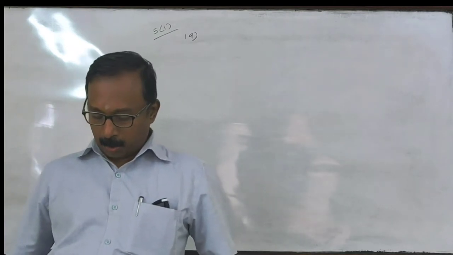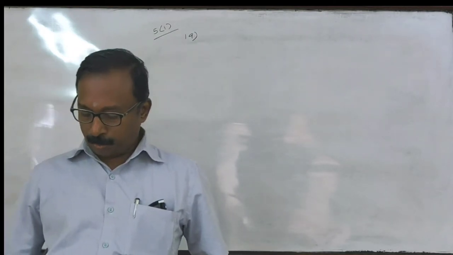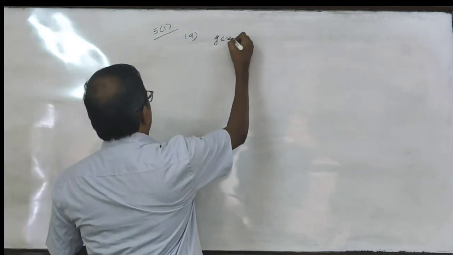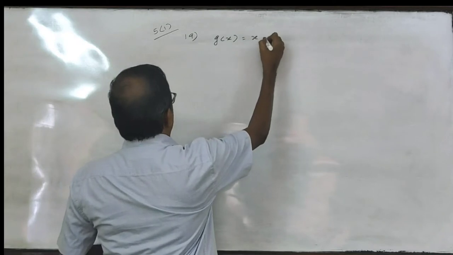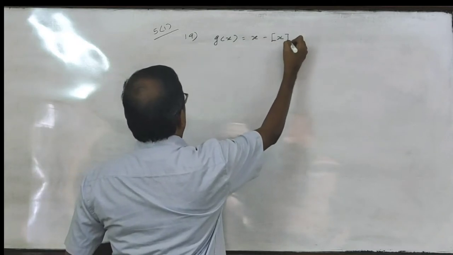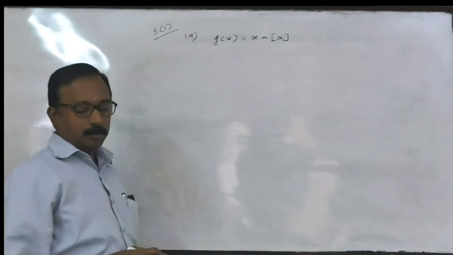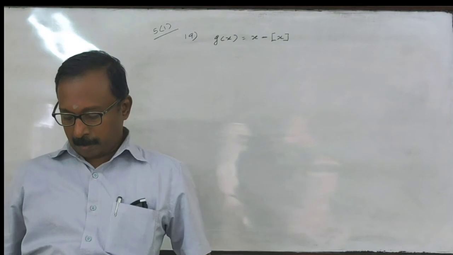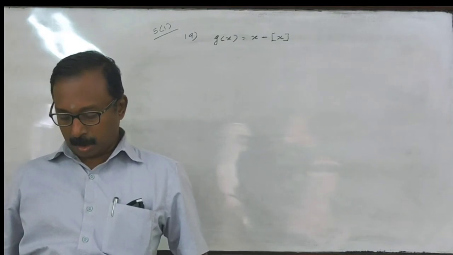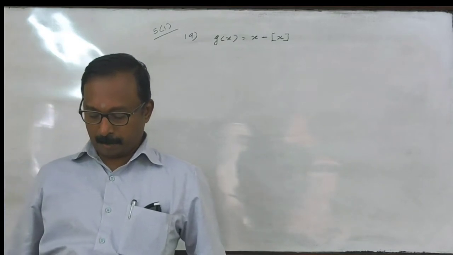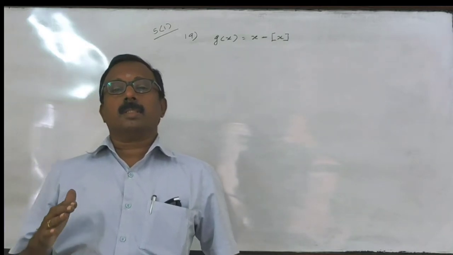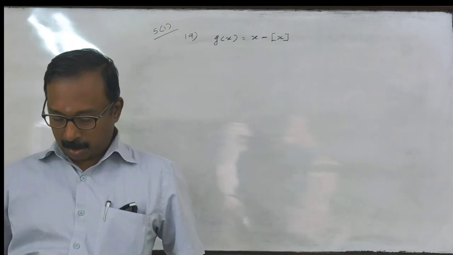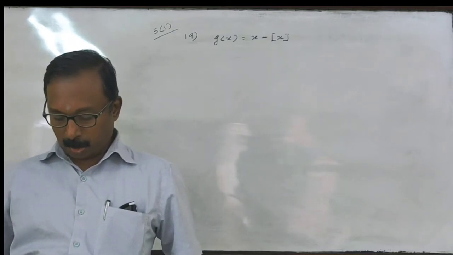Question first, notebook. Show that the function defined by g of x is equal to x minus mod of x is discontinuous at all integral points. Integral points means odd and even values. Here, mod x denotes the greatest integer less than or equal to x.